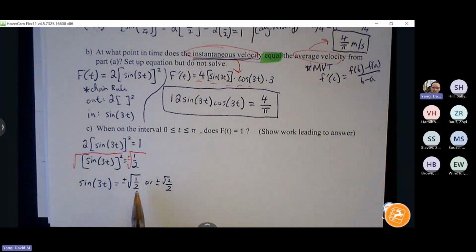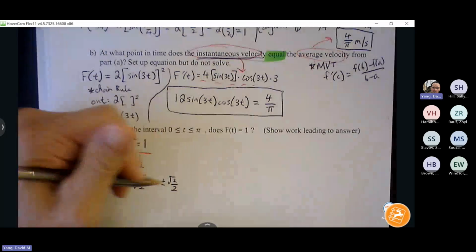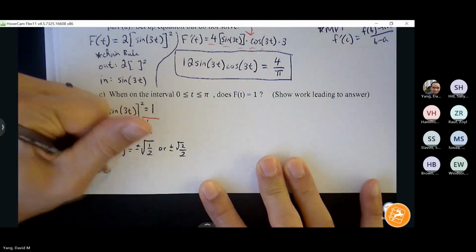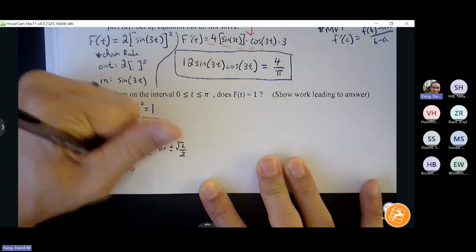If I did 1 over square root of 2, that's fine. But if you multiply top and bottom, if you rationalize the denominator, it makes it feel a little bit more familiar. This is basically going to be in that power 4 family, right? But let's go ahead and get that 3t by itself first by doing inverse sine.